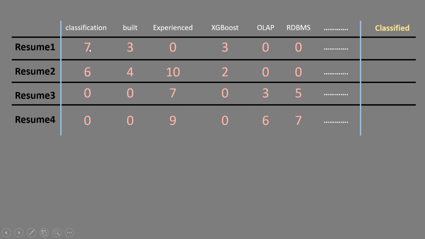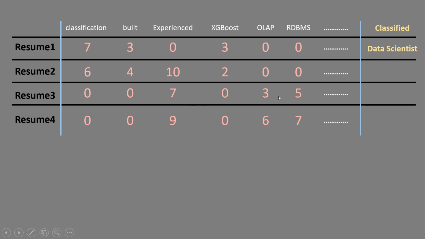In the first resume, if you see, the word classification comes 7 times, build comes 3 times, XGBoost comes three times. So apparently XGBoost has to do something with data science, classification has to do something with data science, OLAP is something related to data modeling, RDBMS is again the same part, right? So we have 0 count for OLAP and RDBMS, but for these two we have the count. So apparently we can classify it as data scientist.